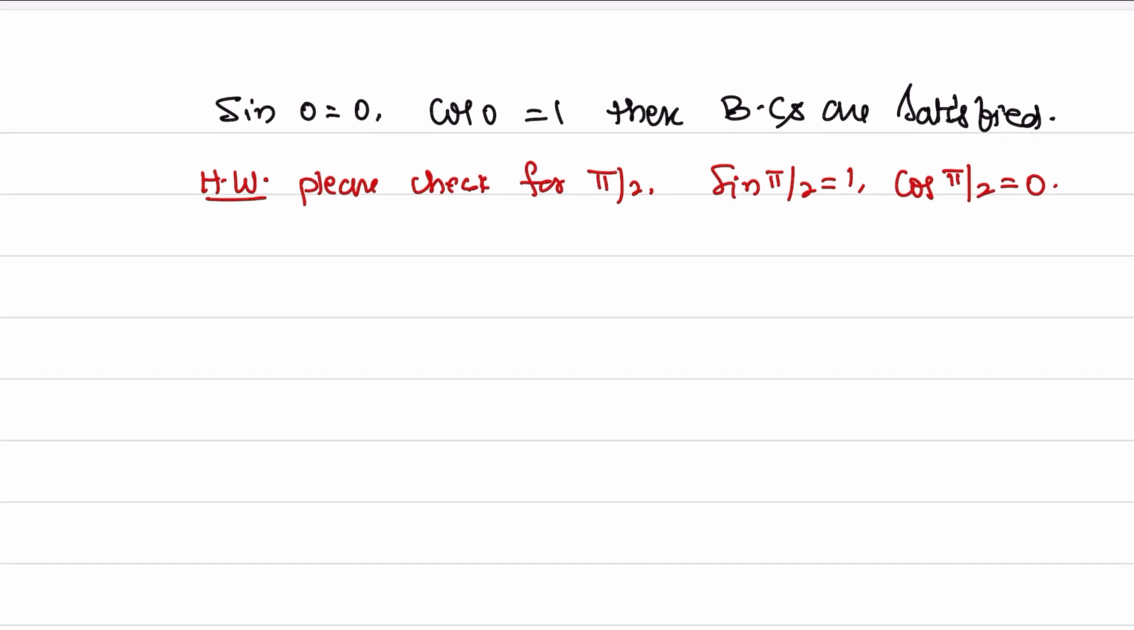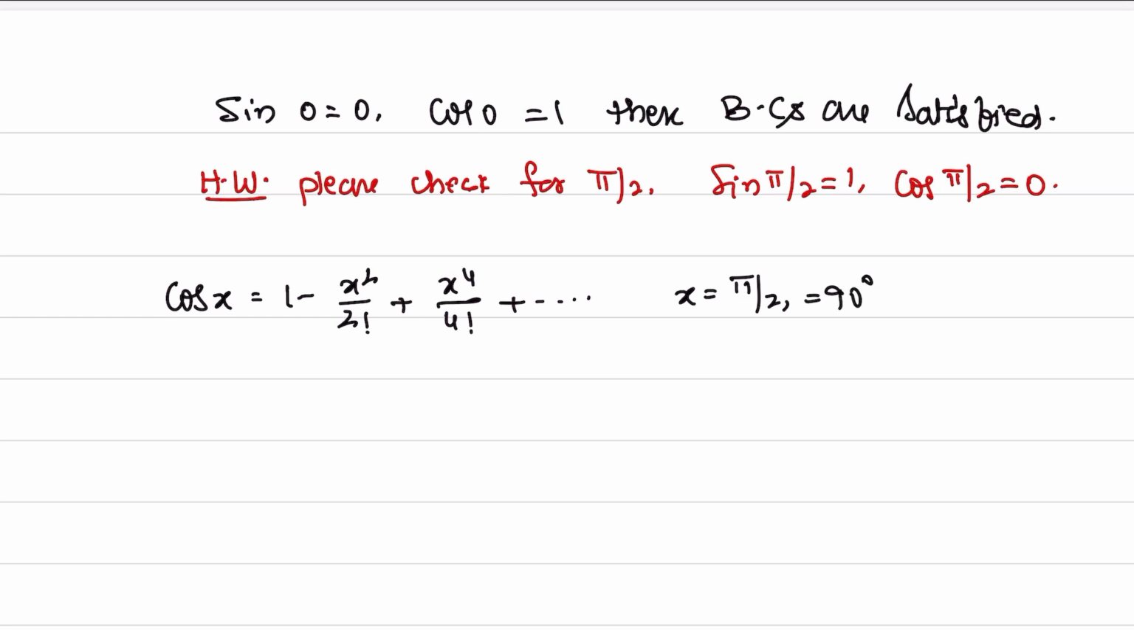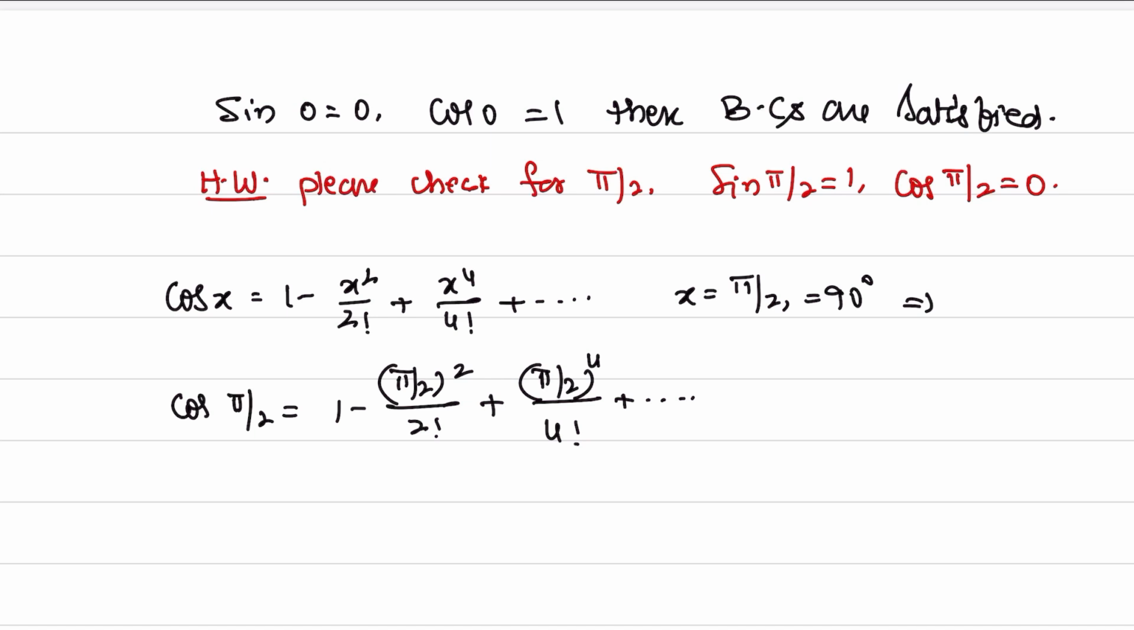What is cos x? One minus x square by factorial 2 plus x to the power of 4 by factorial 4 and so on. Let us say x is equal to pi by 2 radians. That is nothing but 90 degrees. Pi by 2 radians. That implies cos pi by 2 is equal to 1 minus pi by 2 whole square by factorial 2 plus pi by 2 whole to the power of 4 by factorial 4 plus so on.